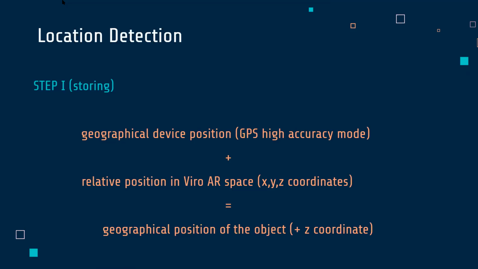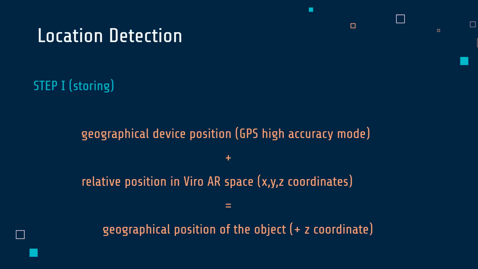Okay, so how do we actually locate objects and save that information in our database? First, let's consider the case that we are trying to store some data in our network. We'll first consider the geographical position of the device of the user that is trying to post something to our network, and we assume that the user has GPS high accuracy mode enabled, as this mode uses multiple metrics to come up with a highly accurate positioning, using Wi-Fi connections, cellular data, and Bluetooth connections to better estimate the location.